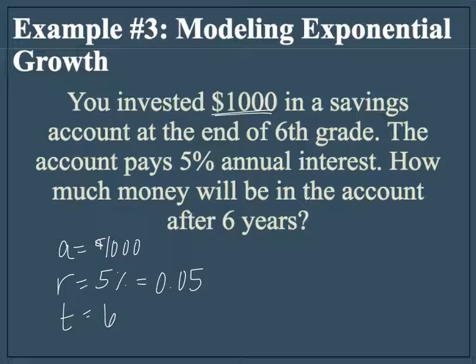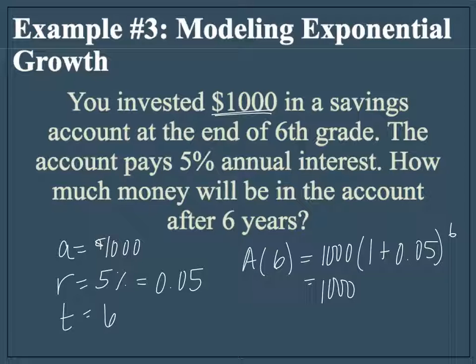Okay, so then if we throw this into our formula, A of 6 is going to equal A, which is 1,000, times 1 plus 0.05 to the 6th power, which is really 1,000 times 1.05 to the 6th power. If you do order of operations and do 1.05 to the 6th power first, and then multiply that times 1,000, you'll get $1,340.10.